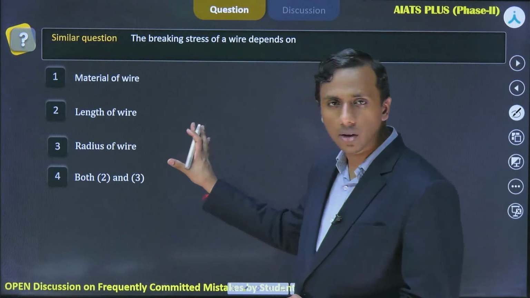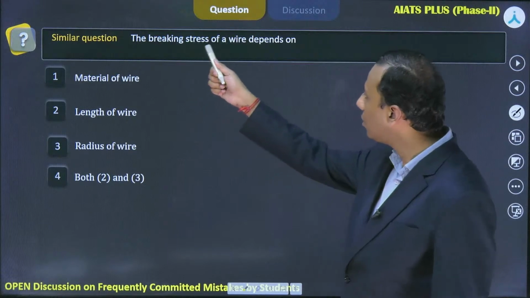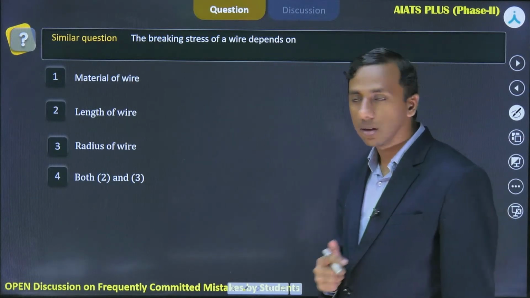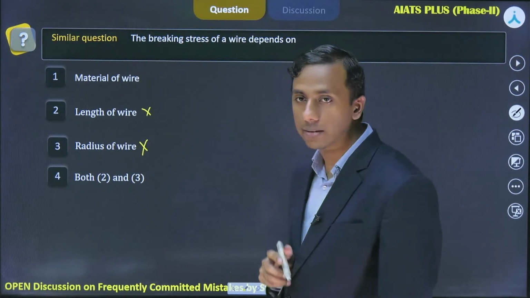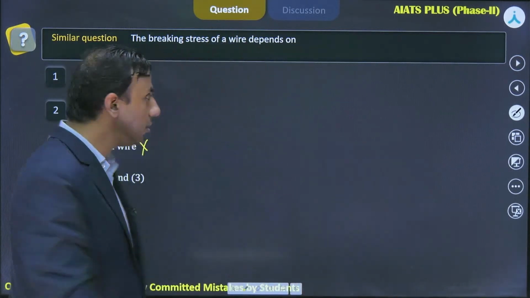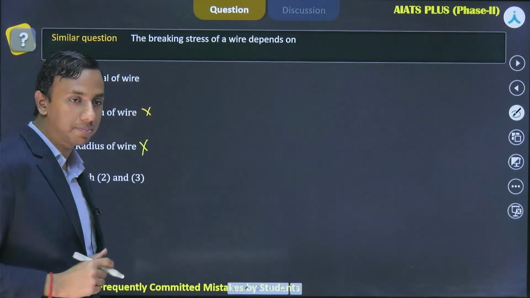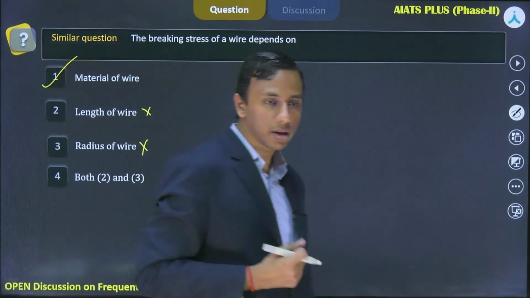Let's see this question. It's also pretty basic. If you see, it's a very good question. Breaking stress depends on... So remember, it won't depend on the length. It won't depend on the radius. It is exclusively dependent on material. Okay, so it's a very straightforward question.